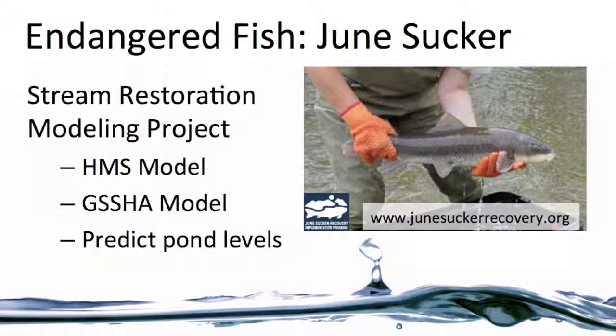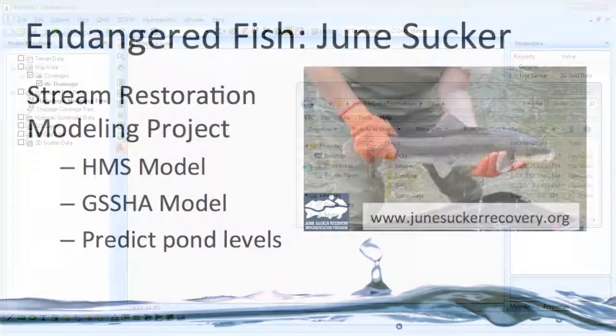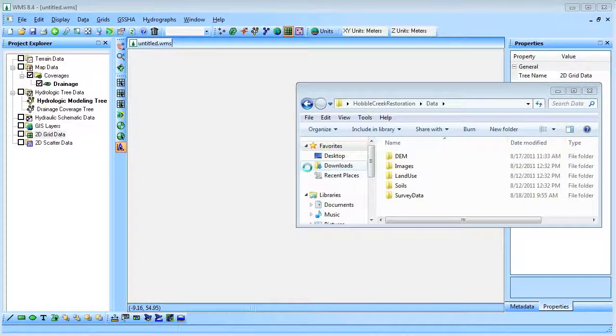If the side ponds are connected to Hobble Creek during certain times of the year, young June suckers can get trapped in the ponds. When trapped, the June suckers are protected from predators until the water rises again. These non-native predators are located in Utah Lake, located downstream of Hobble Creek. This protection gives young June suckers a chance to grow so they can better compete with the Utah Lake predators.